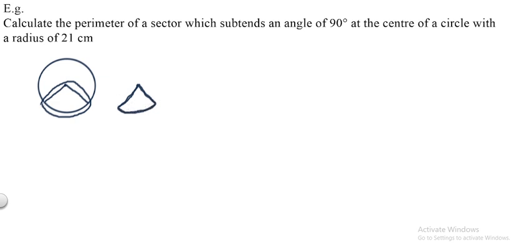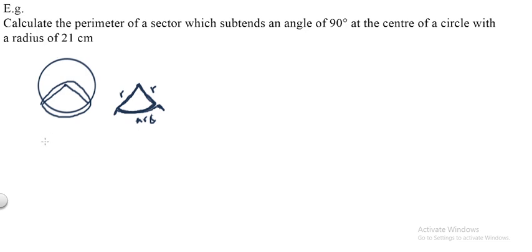Now this means that if you look at this, this is an arc, this is a radius, and this is a radius. So to find the perimeter of the shape, we need to find this length plus this length plus this length. Now we already know that the length of an arc is L. We call it L. We know that this is the radius and this is the radius.